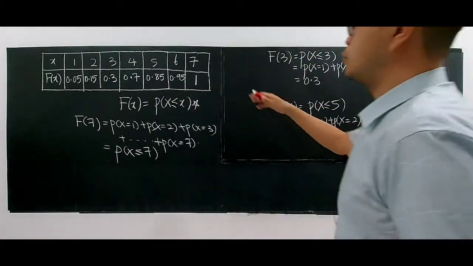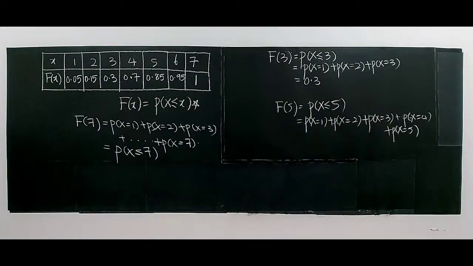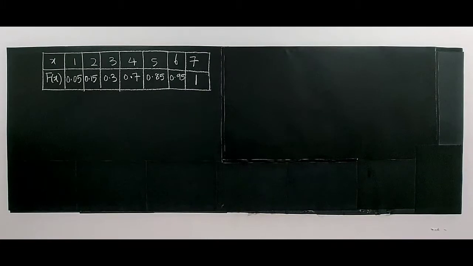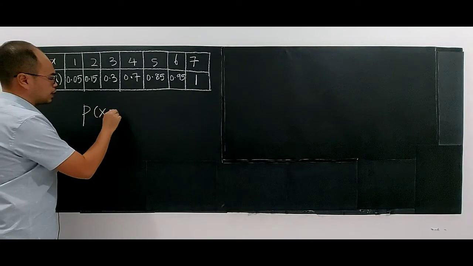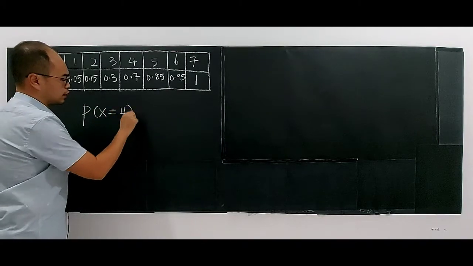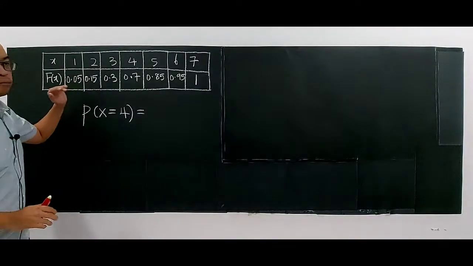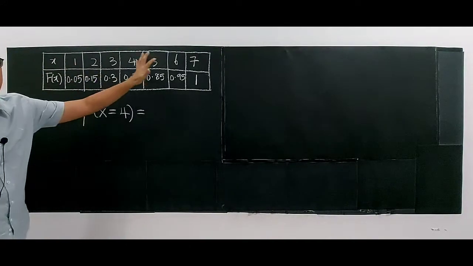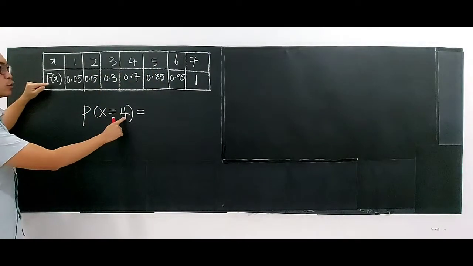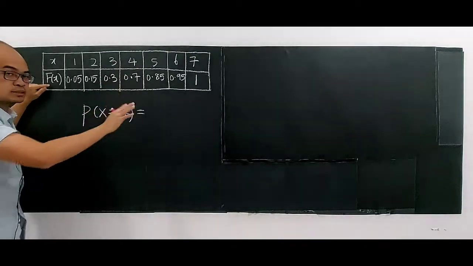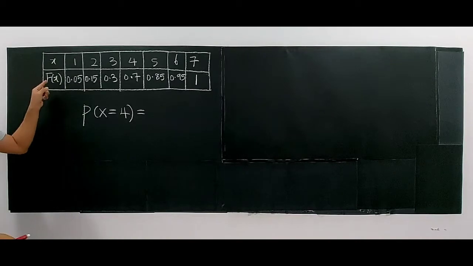And how to use the cumulative distribution table in finding the probability of a range of values, right? Okay, let's talk about if I want to find the probability P(X equals 4) by using this cumulative distribution table here. Alright, this is a cumulative. You cannot say P(X equals 4) and then take the value 0.7. This is very wrong because this is not a probability distribution, it's a cumulative.